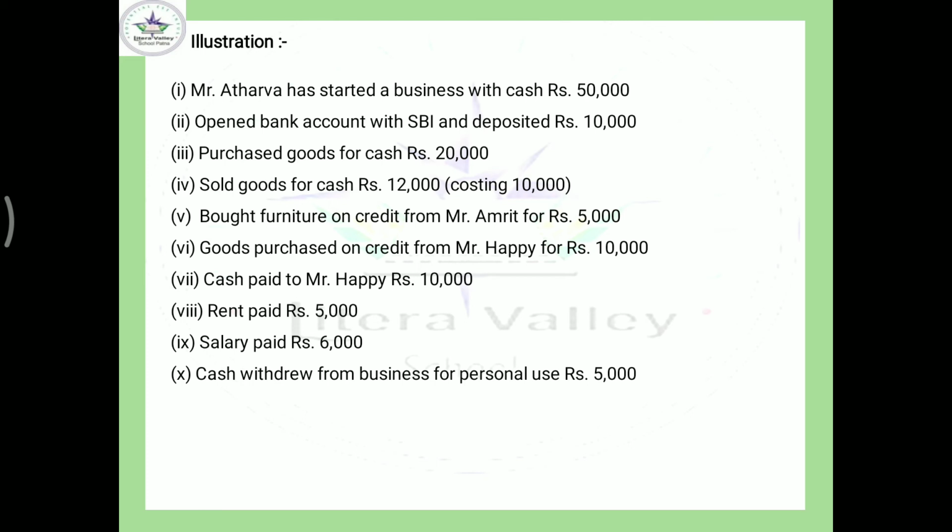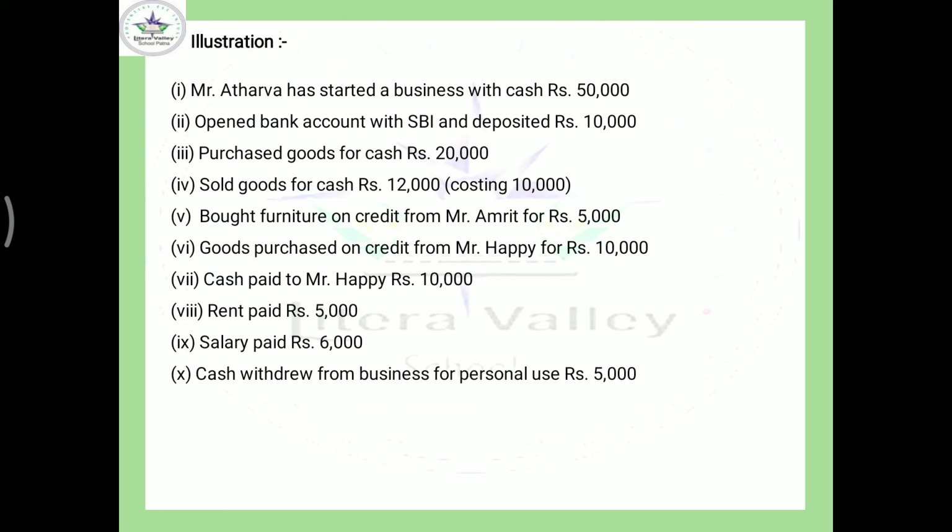Now the next one: goods purchased on credit from Mr. Happy for rupees 10,000. So here you can see Mr. Happy can be termed a creditor, because goods have actually been purchased from him. So how will it affect? Goods will increase by 10,000 and liabilities will also increase by 10,000.